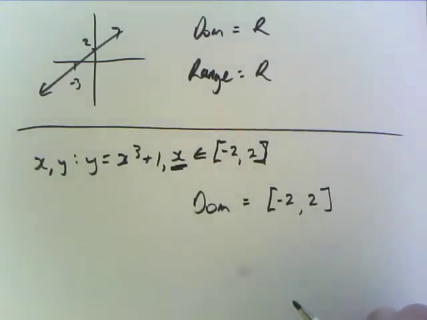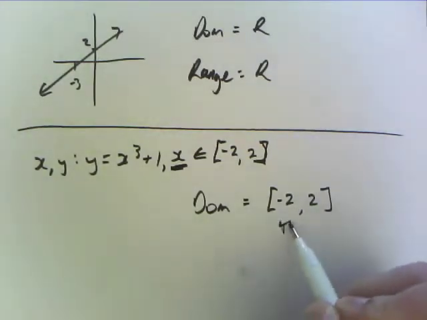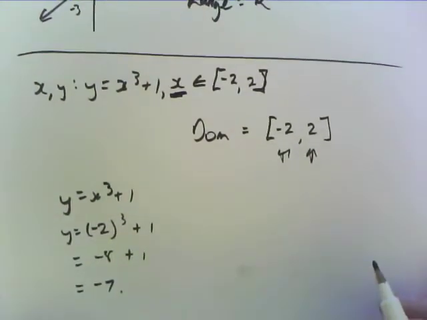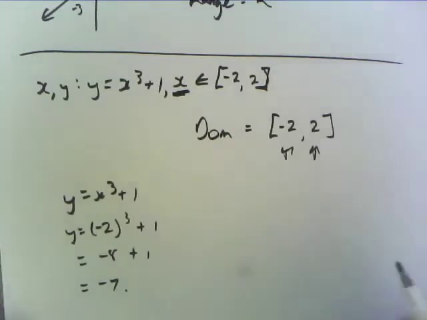But how do we work out what our range is going to be? The easiest way to do that is to sub your lowest value and your highest value into your equation. So if y equals x cubed plus 1, and we say x is -2, then y equals (-2) cubed plus 1, -8 plus 1, -7. So that should be our lowest point of the y values.